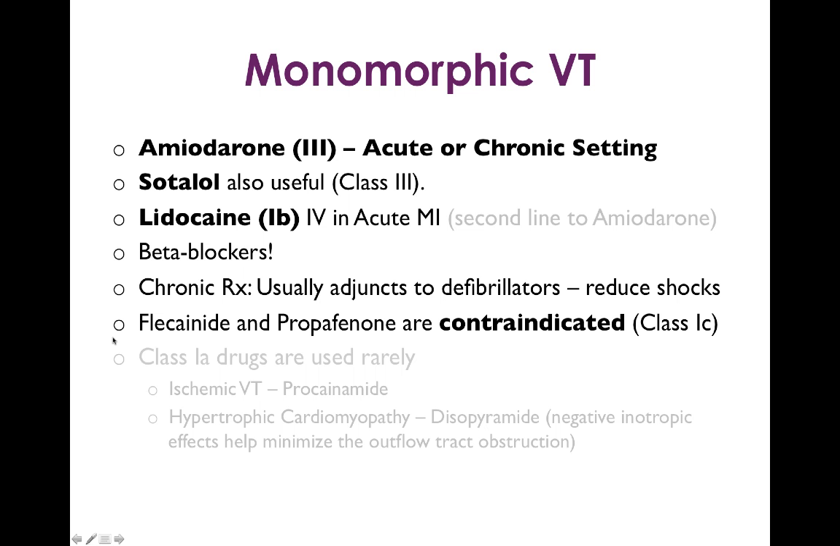Okay, so also important to know are flecainide and propafenone are contraindicated for ventricular tachycardia. These are the class 1C antiarrhythmics. And just shown here in gray are that class 1A agents can also be used, but they're used kind of rarely.